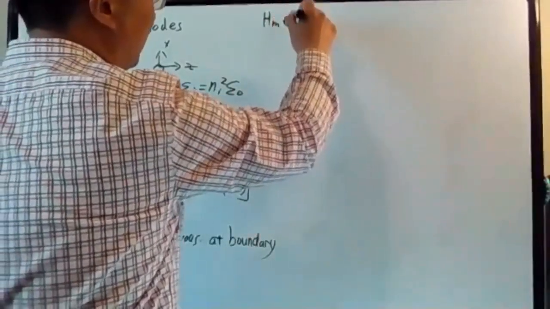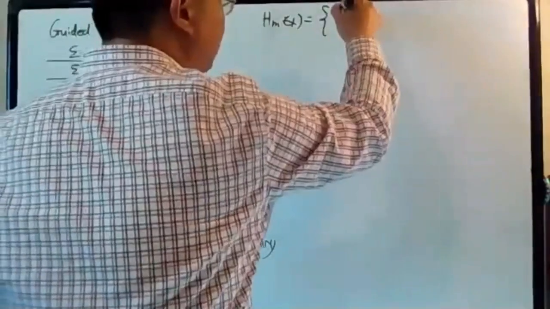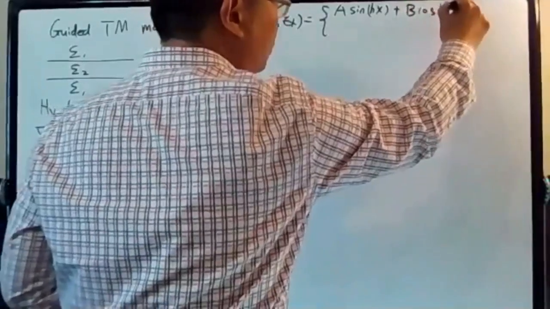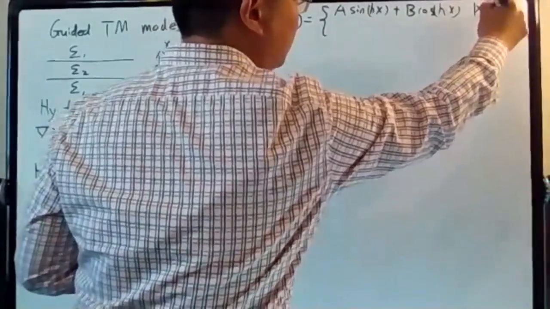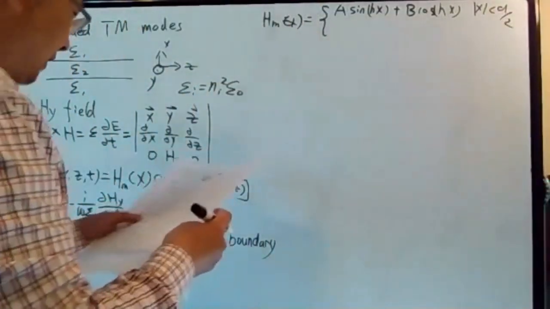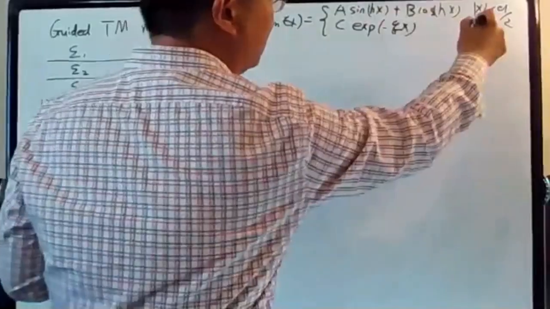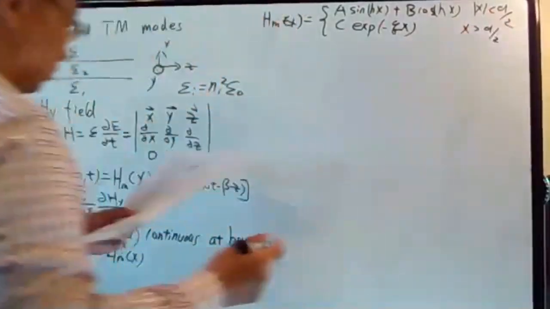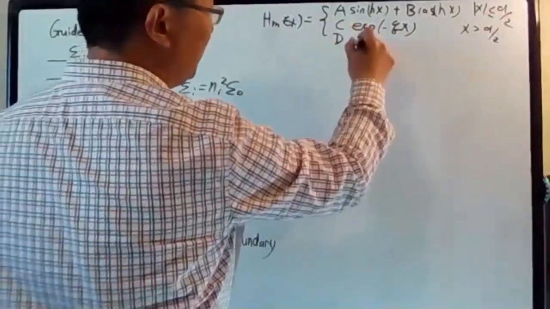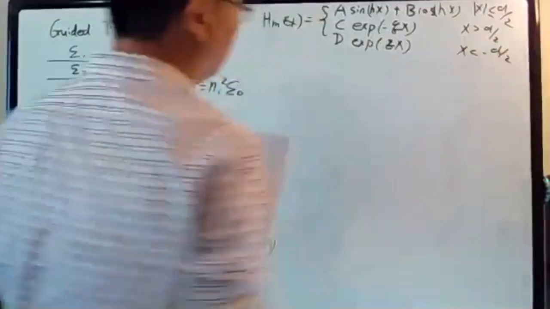H_m(x), right? We have three regions. This is still the same thing: A sine hx plus B cosine hx for the absolute value of x less than d over 2. Can you see it? Hopefully you can see it. And then this will be C exponential negative qx for x greater than d over 2, let's say equal, right? And D exponential qx for x less than negative d over 2, right?